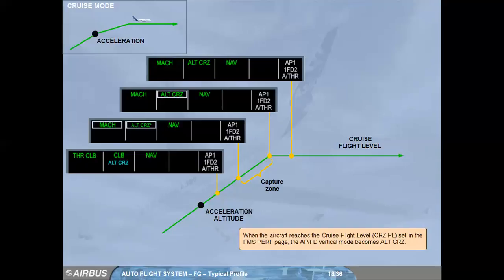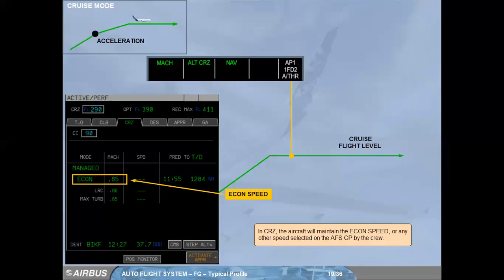Then the aircraft reaches the cruise flight level set in the FMS performance page. The autopilot and flight director vertical mode becomes alt cruise. In cruise, the aircraft will maintain the econ speed or any other speed selected on the auto flight system control panel by the crew.